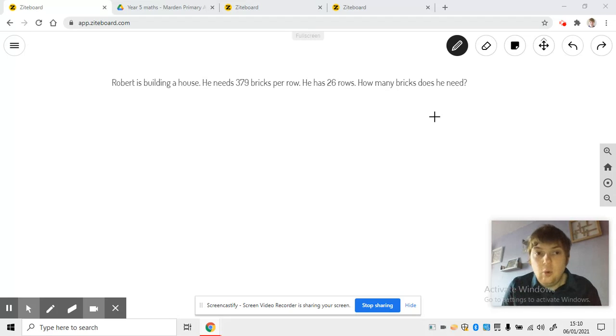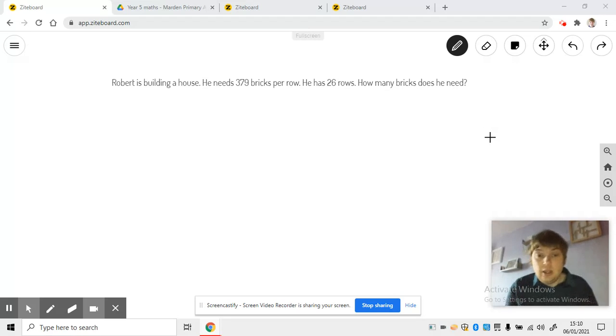But let's always read the question first. So Robert is building a house. He needs 379 bricks per row. He has 26 rows. How many bricks does he need?